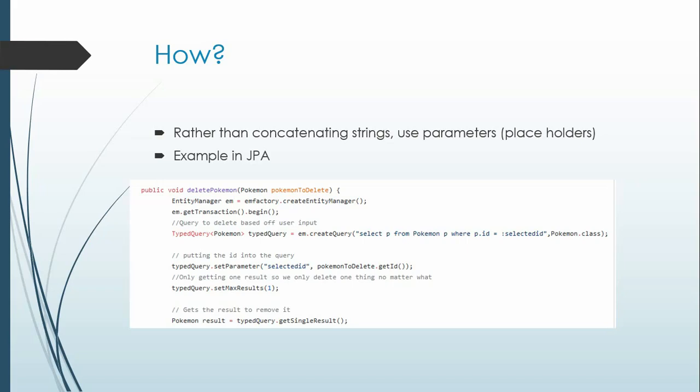If you look at it, we have select p from Pokemon p where p.id equals :selectedID. Now, I don't have any IDs inside of my ID for Pokemon where it's called selectedID. So if you look underneath, we have typedQuery.setParameter selectedID, and then pokemonToDelete.getID. For example, that could be 7, so it would select the Pokemon with the ID of 7. So again, that's a lot safer, it's faster, it's a lot easier to change, and it's just better code.